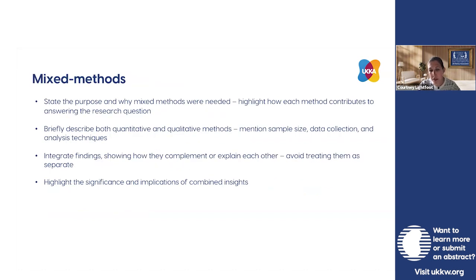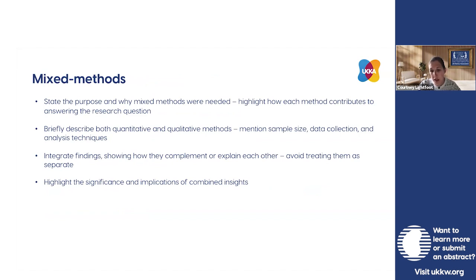And then for mixed methods, just to try and bring it all together. Obviously I've discussed the qualitative components, and then others have talked about the quantitative components. So you want to state the purpose of your study and why mixing the methods together is needed. You want to highlight how each of the methods contribute to answering the research question. And you want to describe which quantitative and qualitative research methods you've used, and mention your sample size, data collection, and your analysis techniques for both qualitative and quantitative.